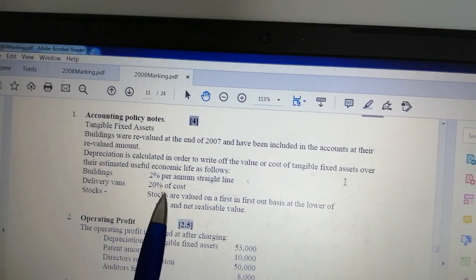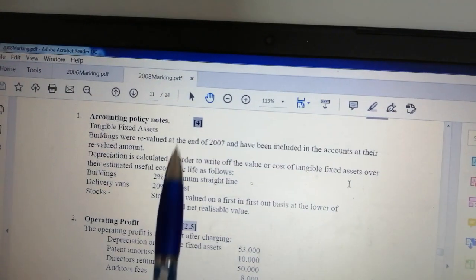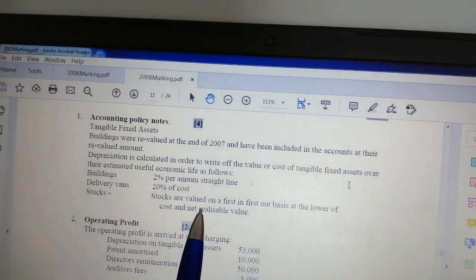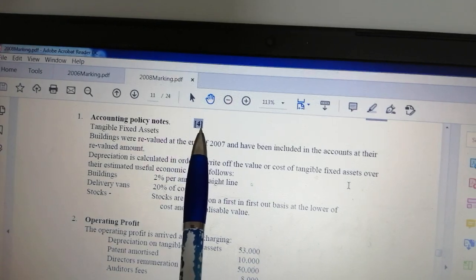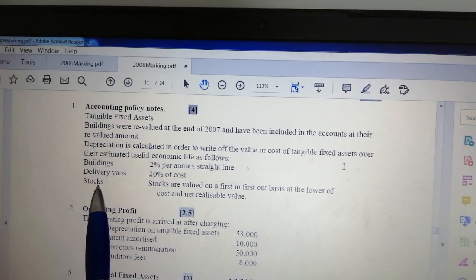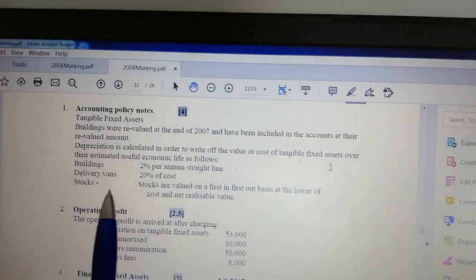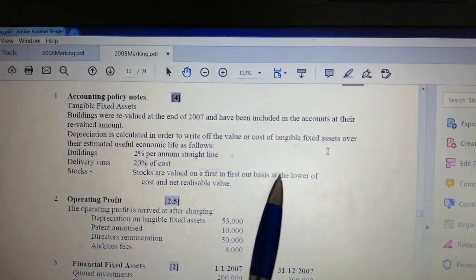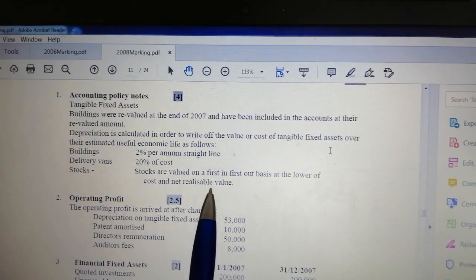Next thing, you usually get 1 mark, 2 marks, 3 marks, 4 marks, 5 marks. I know there's only 4 in this case, so they've obviously not given marks for one of them. Last line then, again, you have to learn this off by heart. Stocks are valued on a first in, first out basis at the lower of cost and net realizable value.